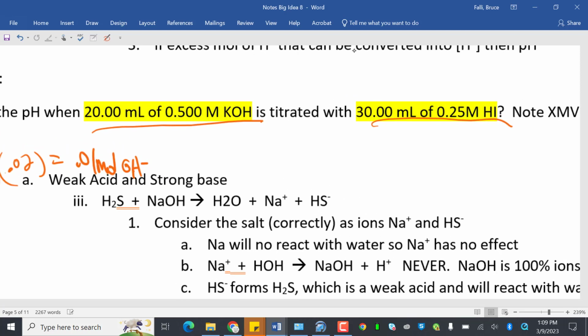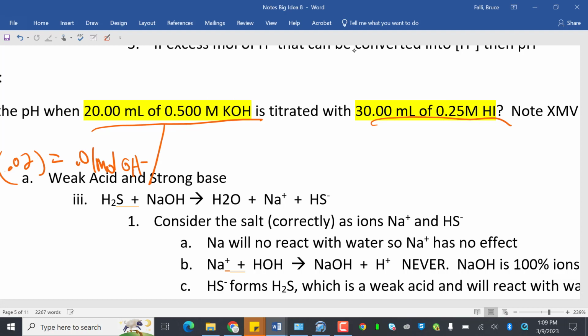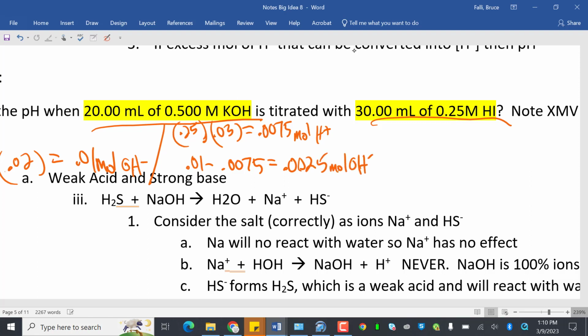And then the acid is going to be 0.25 molarity times volume 0.03. That's 0.25 times 0.03, which is 0.0075, and that's moles of H positive. These don't equal each other, so what I'm going to do is big minus small: 0.01 minus 0.0075 is 0.0025 moles of OH negative remain.